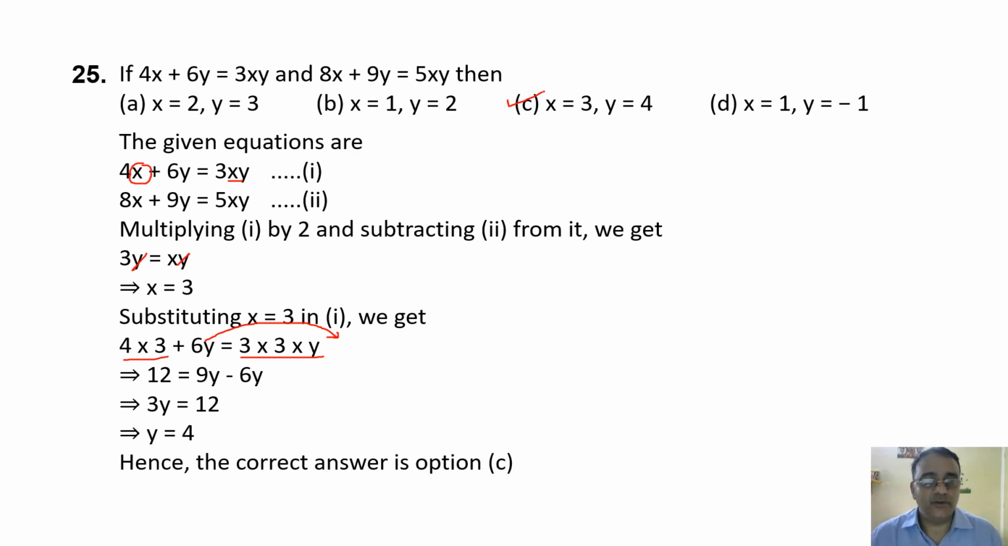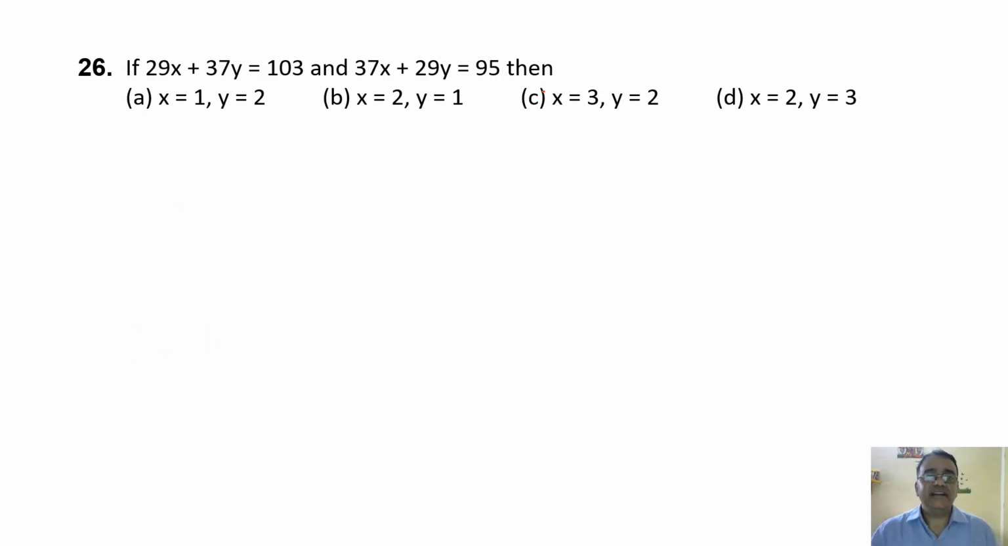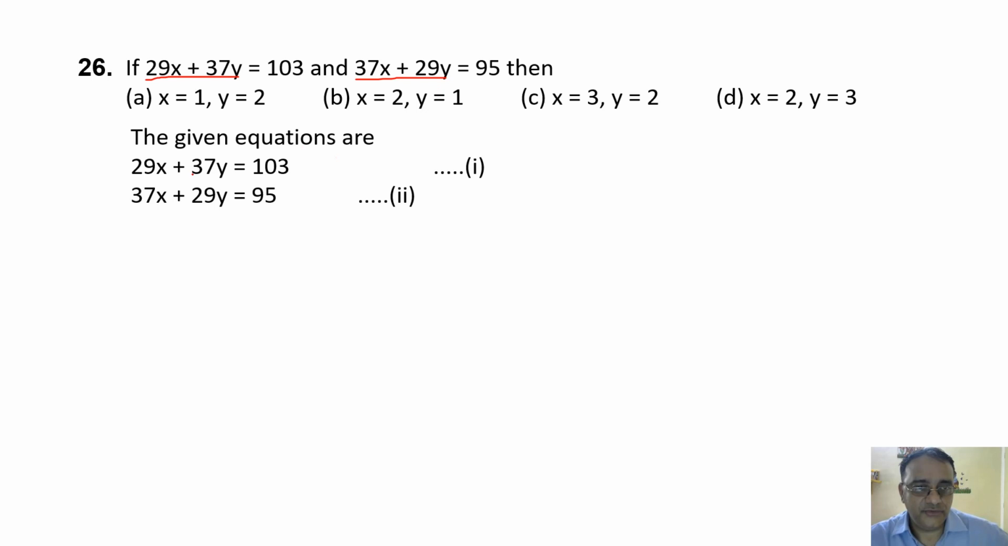So now we are moving toward question number 26. If 29x plus 37y is equal to 103 and 37x plus 29y is equal to 95, then I told you that when the coefficients are large numbers and the coefficients are interchanged in the other equation, what we have to do? Add and subtract. Right, very good. We have to add and subtract to get two small equations. So now we are going to add these two equations. If you add, what will you get?